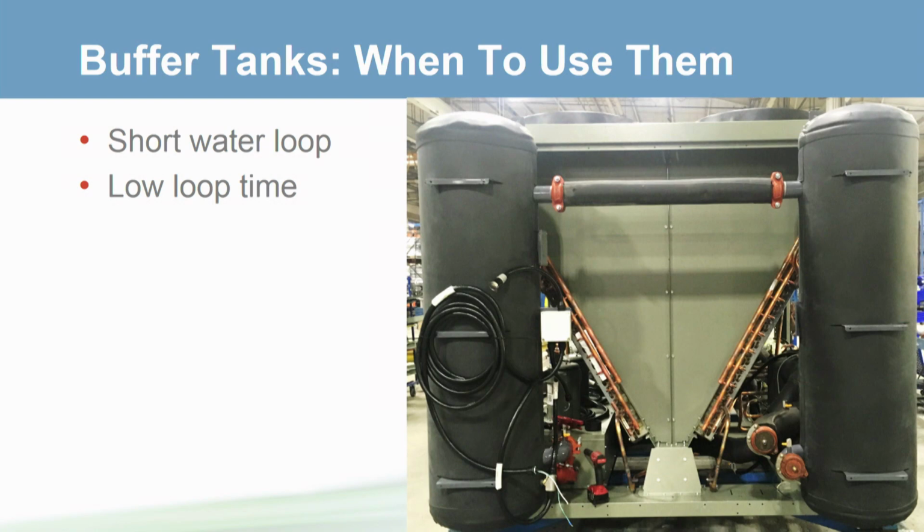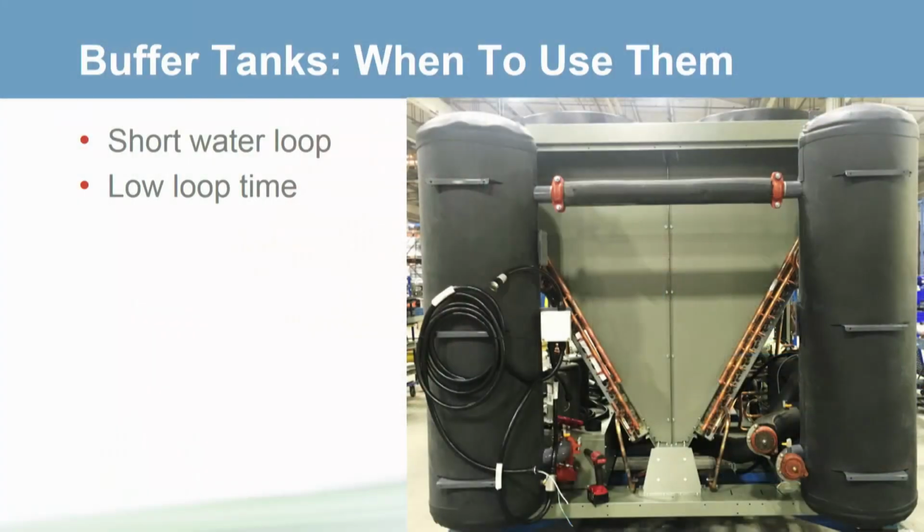The minimum loop time varies between chiller types as well as chiller manufacturers. And typically, minimum loop times are in the range of 1 to 5 minutes. You will want to confirm with the manufacturer what the actual loop time requirements are. Additionally, some manufacturers may offer a factory option that includes a buffer tank size to meet the minimum loop time requirements.